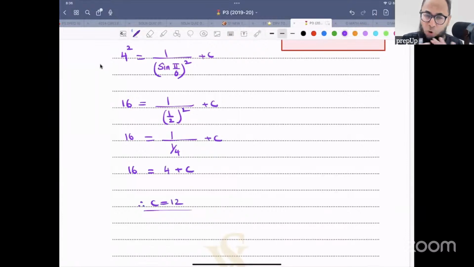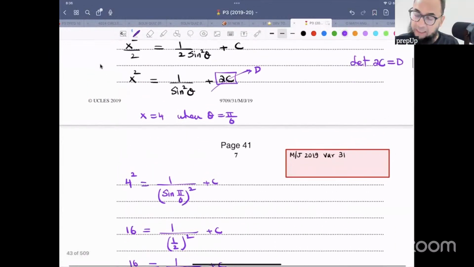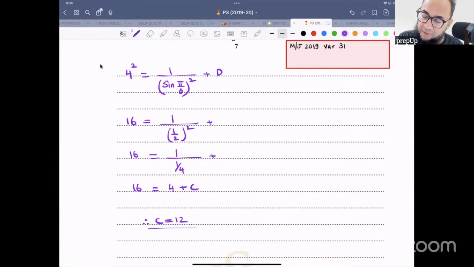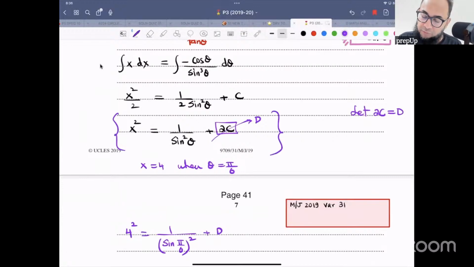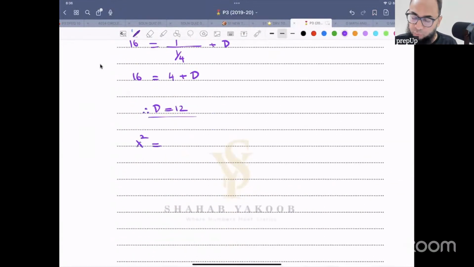Now, I'm using all the possible space that there is. Once this is done, instead of c, actually this is a d. Let me correct myself. Let me write a d over here because I've already changed c to d. So this is d, this is d. Now this is the equation: x square is 1 over sine square theta plus d. x square is 1 over sine square theta plus 12.